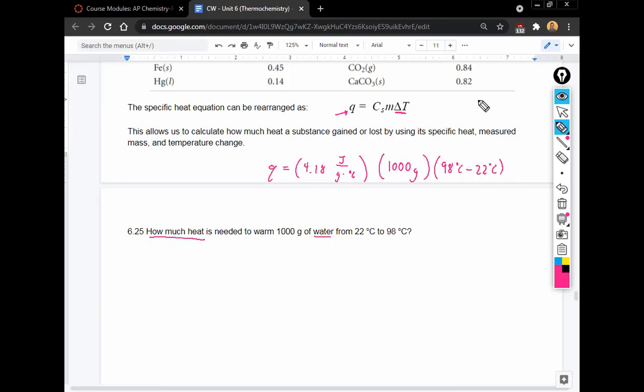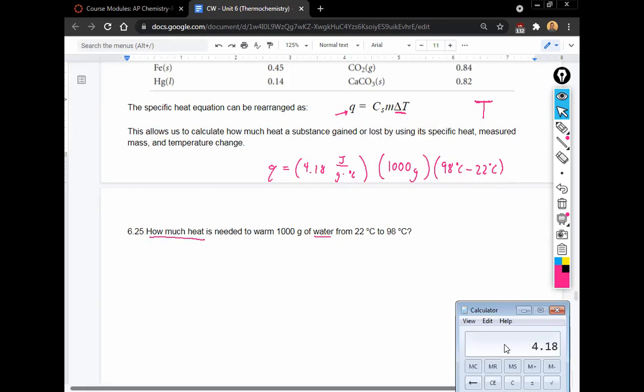Okay, so if we are talking about change in temperature, you do not need to convert from Celsius to Kelvin. However, if we are talking about just regular temperature, if we're talking about the temperature of the object, then you do need to change into Kelvin, okay? So delta T, you don't need to change. Temperature, you do need to change, okay? So just keep that in mind.